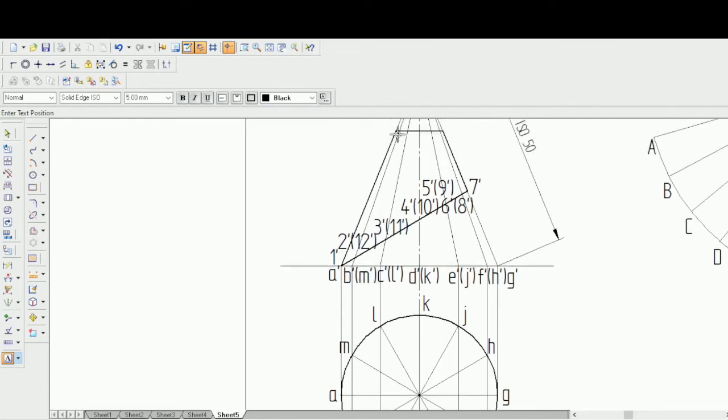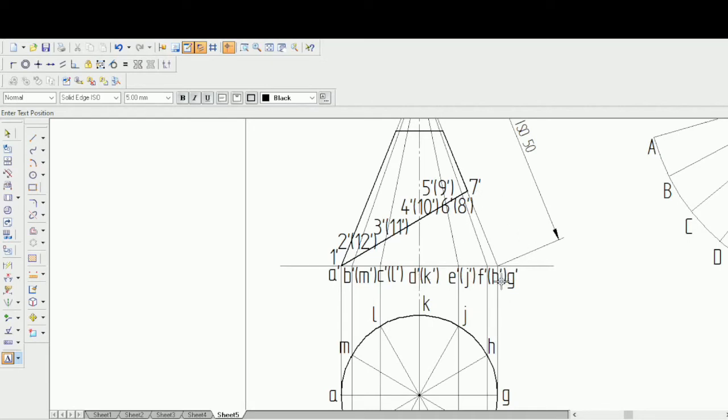Then you can see wherever this cutting plane is cutting A dash, we have marked 1 dash. Similarly, when this cutting plane is cutting B dash and M dash, we have marked 2 dash and 12 dash. That is, B dash we have given 2 dash, C dash we have given 3 dash, D dash we have given 4 dash, E dash as 5 dash, F dash as 6 dash, G dash as 7 dash.